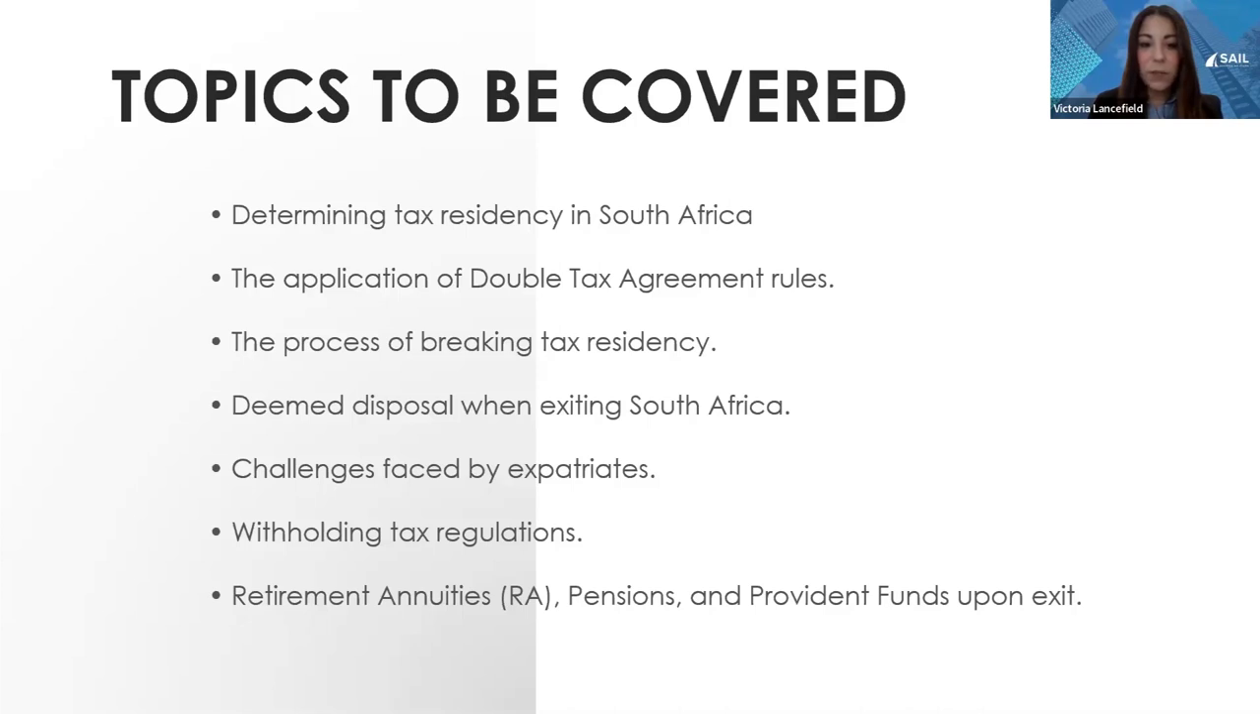And then we'll move on to withholding tax regulations. Again, something that can be quite nice in getting tax credits, tax reliefs. And finally, we'll close it off with retirement annuities, pensions, provident funds, all of your retirement vehicles, and what happens to them upon exit.